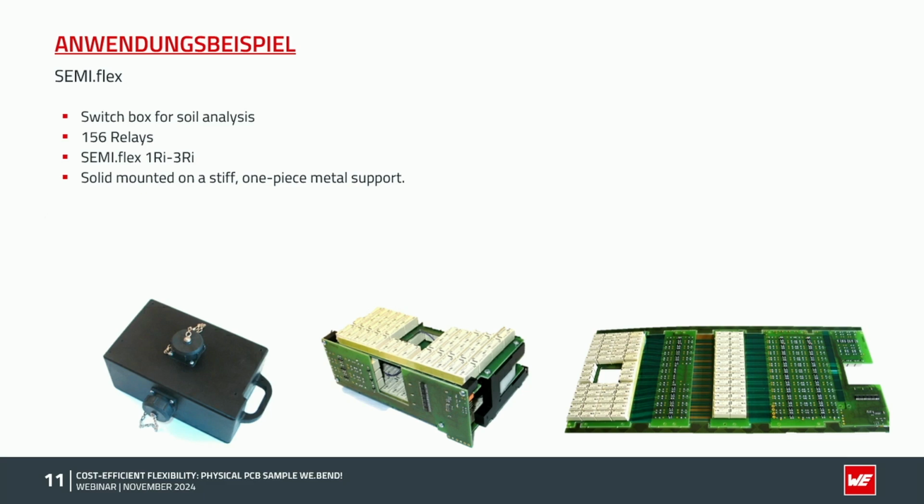Here in this case, you see on the right side the PCB. It has 156 relays on it. The biggest advantage that we have here is to save some space, because you can see in the picture in the middle that the PCB will be bent like an S or like a W, and so we save a lot of space. The bent PCB will be mounted on a metal plate, and then it will be implemented in the final product.